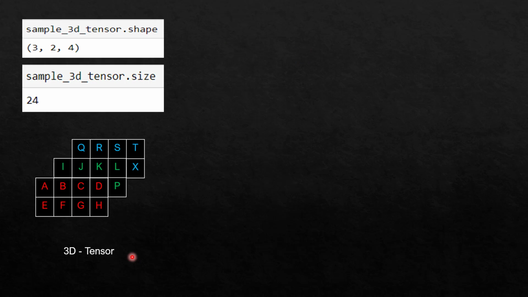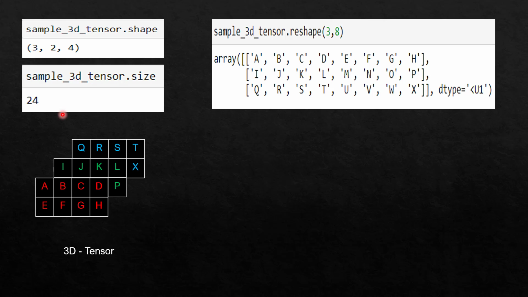Now let's see on our data. So this is our 3D tensor, this is our shape, this is our size. How can we apply different reshapes and see visually what's going on? The way we apply the reshape operation is there is a reshape method. Over there you can give some shape. We are starting with the shape 3, 2, 4, the 3D shape. But over here, I have given 3, 8.